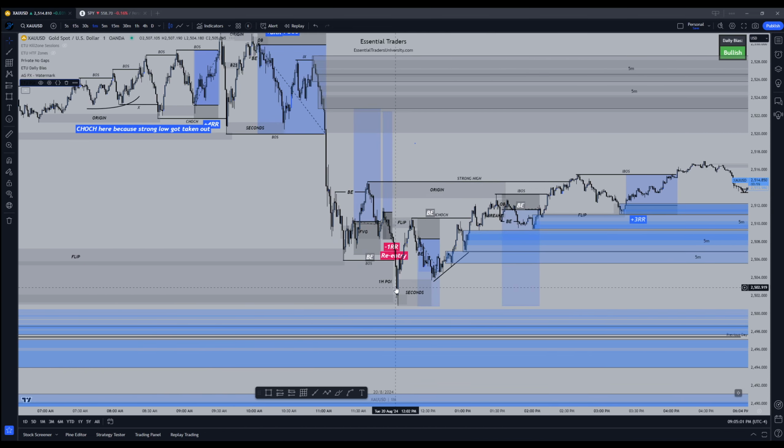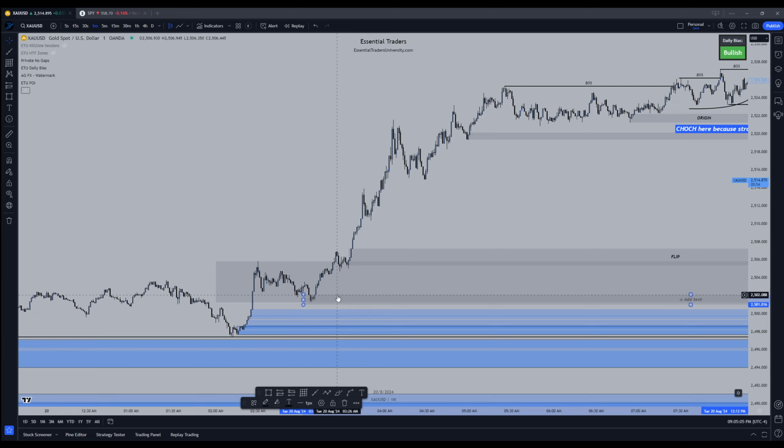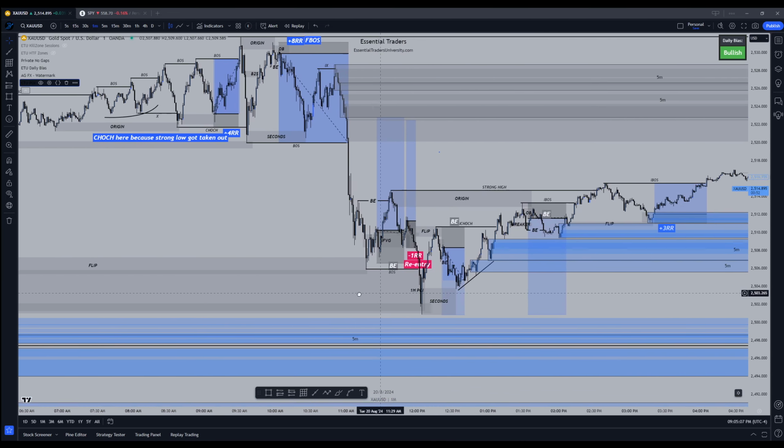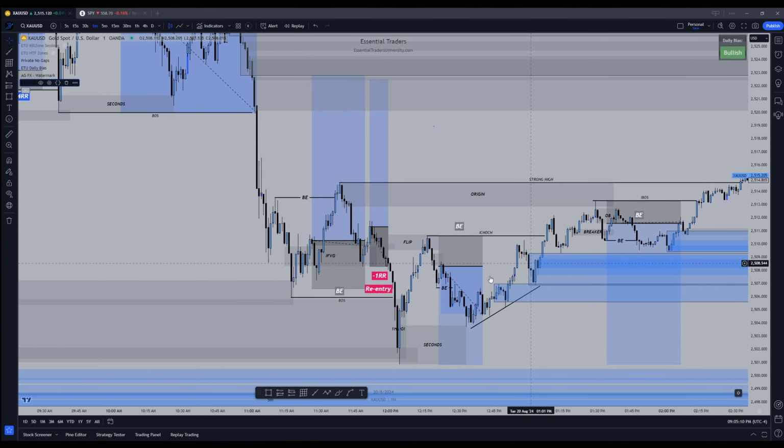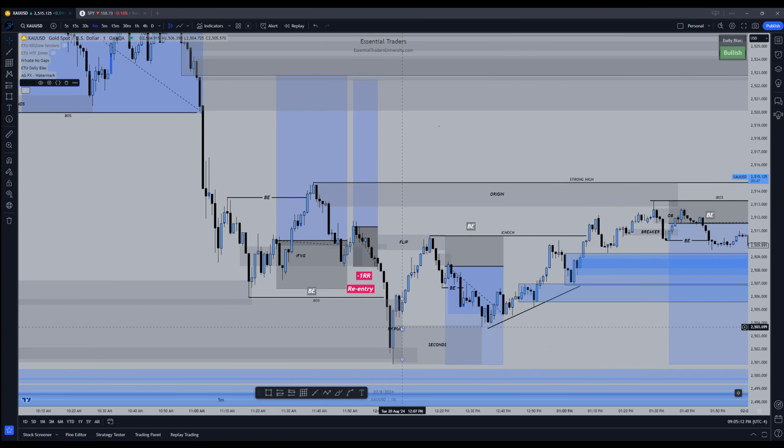Okay. And we tapped it. And if you want to refine that, you would have refined it to this 1 minute or 15 minute or 5 minute, whatever you see. Remember, flip your time frames. That's very important.